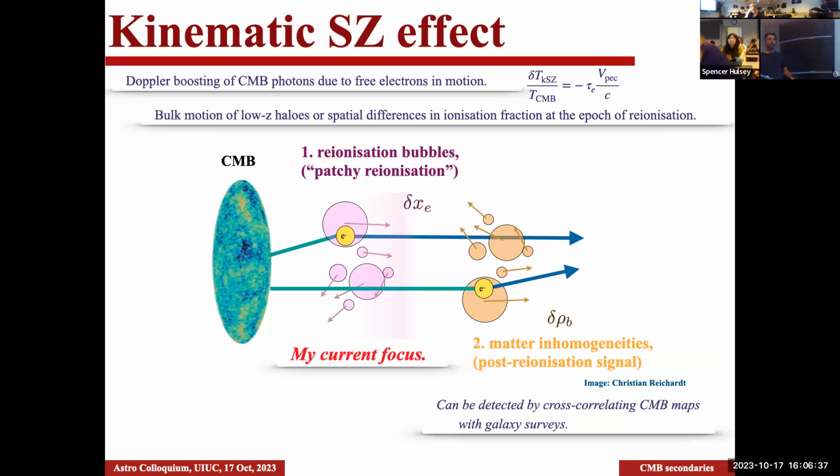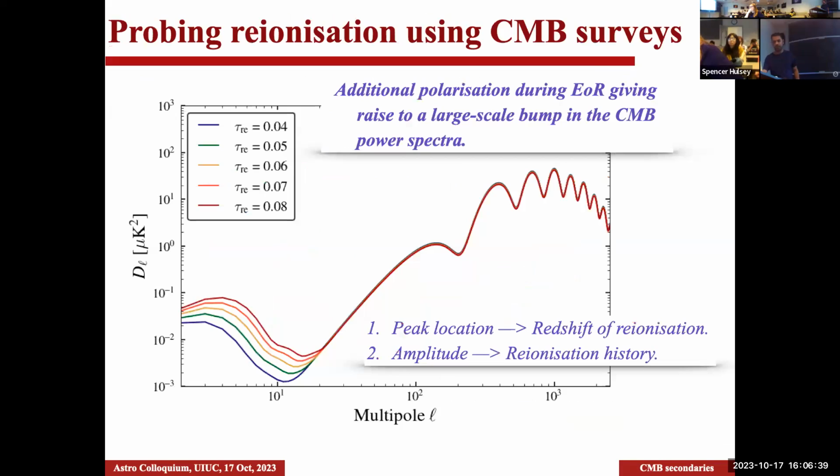So that is the signal from reionization, and I'll tell you how to measure that using CMB surveys. So how do we probe reionization using CMB surveys? One obvious signal is looking at the polarization power spectrum. The reason for this is that at the time of reionization, when there are free electrons, these free electrons interacted with CMB photons and gave rise to an additional polarization signal. So we see these bumps here.